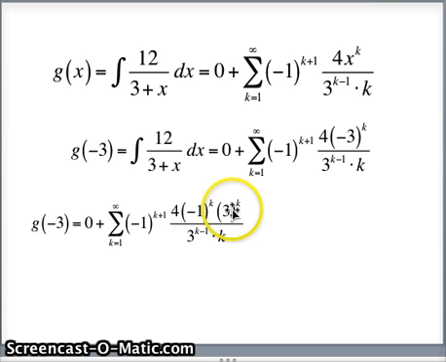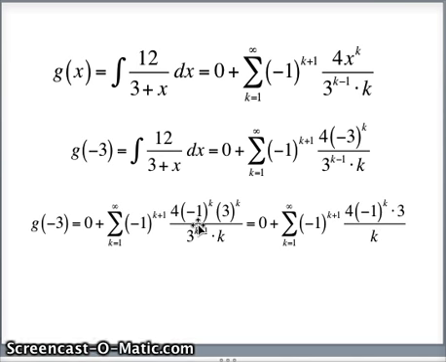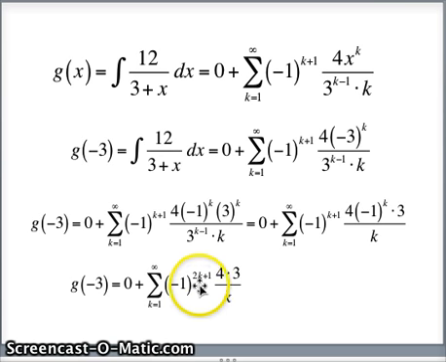So 3 to the k over 3 to the k minus 1. There is one more 3 upstairs. So again, that will result in a 3 upstairs. But now how about the negative 1's? Negative 1 to the k plus 1 times negative 1 to the k. Bases are the same, add the exponents. Negative 1 to the k plus 1 plus k, or negative 1 to the 2k plus 1. So indeed, negative 1 to the 2k plus 1, 4 times 3 here will be 12 over k.